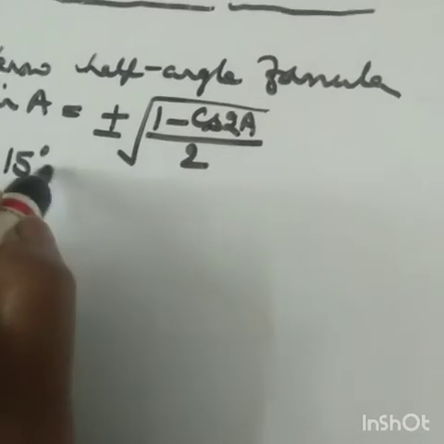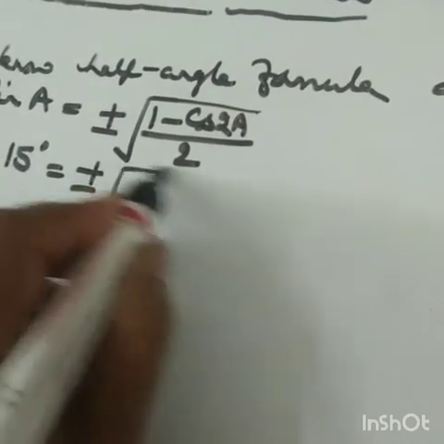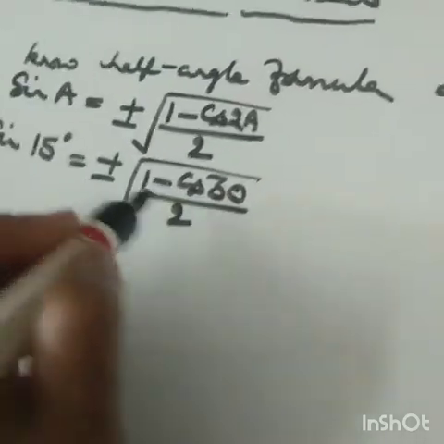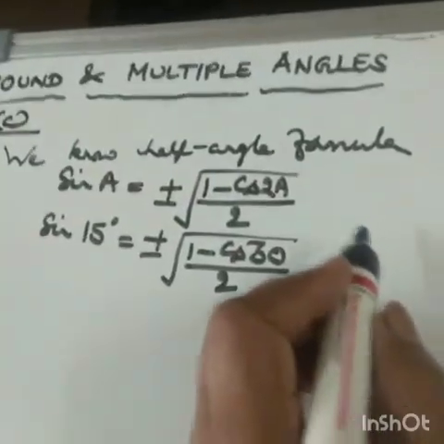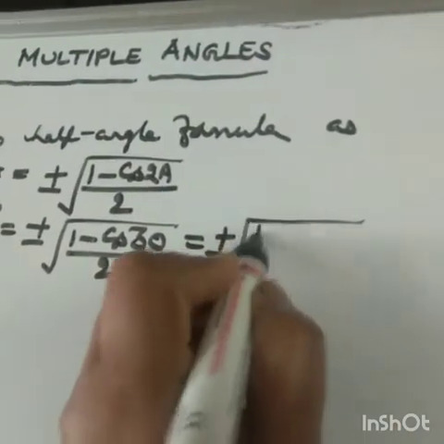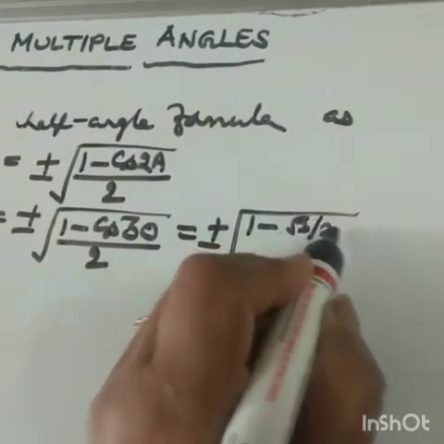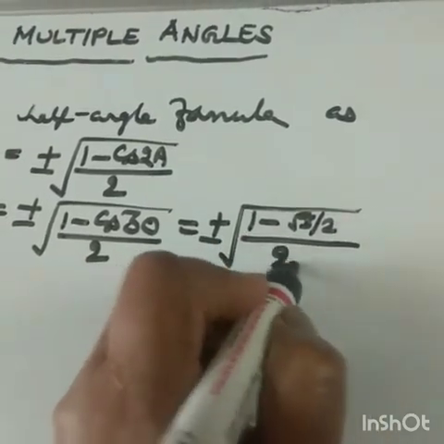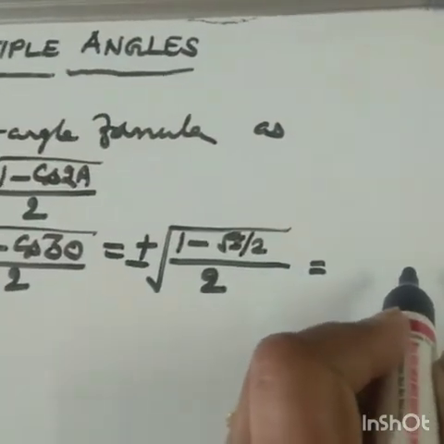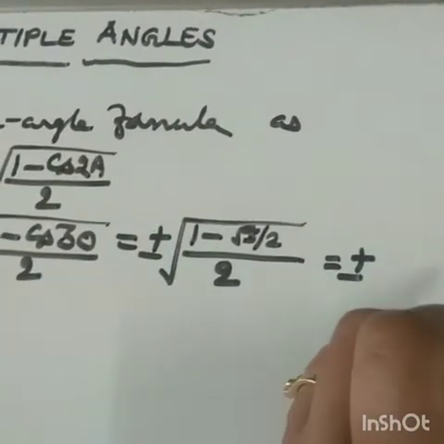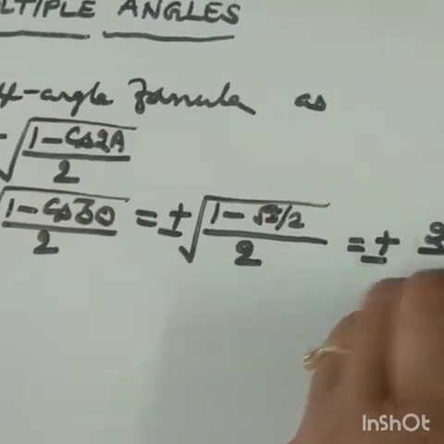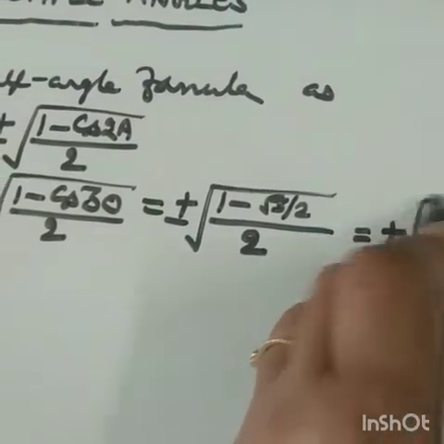If I write 15 here, I am getting plus minus under root (1 minus cos 30) upon 2. Now you know the value of cos 30 degree, so it will be plus minus under root (1 minus root 3 by 2) upon 2. Now try to simplify this. How much do you get? Plus minus, 2 and 2 will become 4, and 2 minus root 3, the whole thing under root.